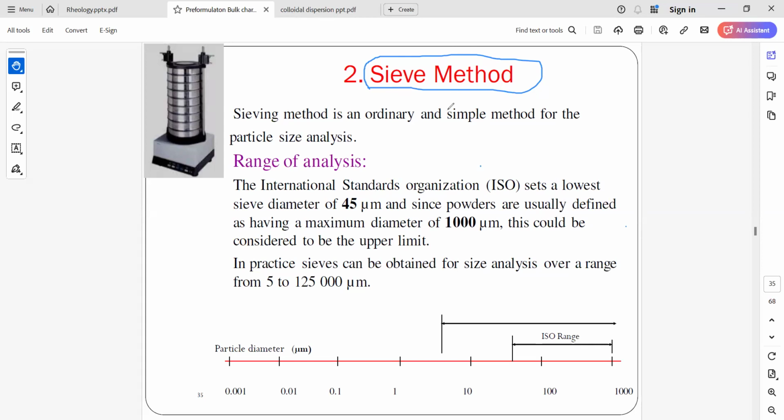So in case of the sieve method, as you have told, we get the weight distribution, right? And the smallest size we can measure is 45 micrometer, and the maximum we can measure is 1,000 micrometer. Okay, and this is what the sieve shaker apparatus is. You have to remember what kind of distribution we get, and also what is the name of the apparatus. Okay.